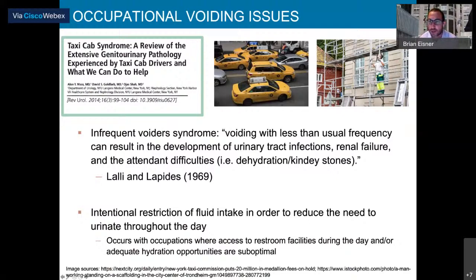I remember that when they were building our cancer center, for 2 years out my office window, I saw gentlemen standing on the scaffolding, building the building. Again, poor access to the bathroom. I'm sure intentional dehydration, and perhaps these patients are at higher risk for stone disease.